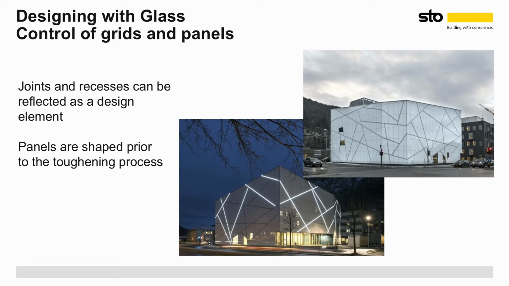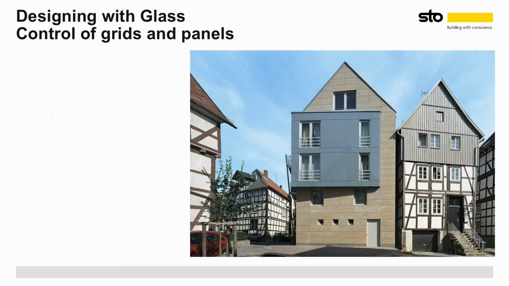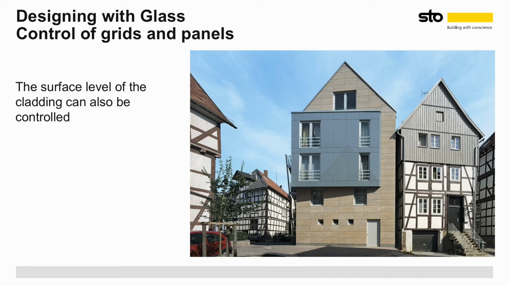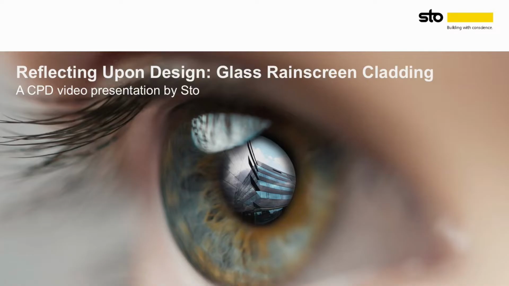Joints and recesses can be reflected as a design element. Panels must be shaped prior to the toughening process. The surface level of the cladding can also be controlled by using the wide range of bracket sizes that are available. That concludes part 1 of this Sto CPD video.